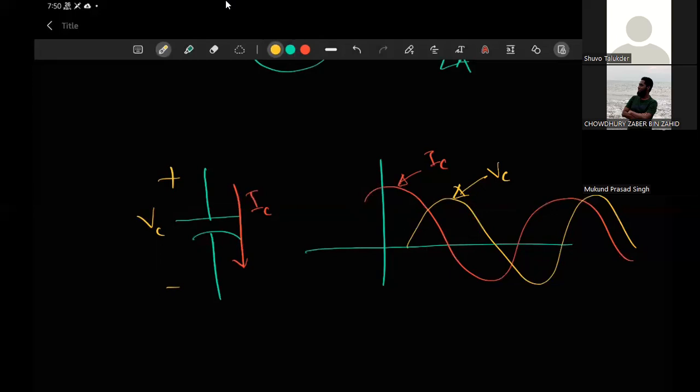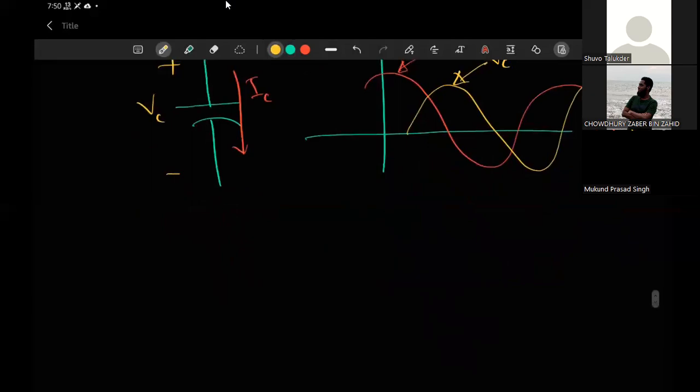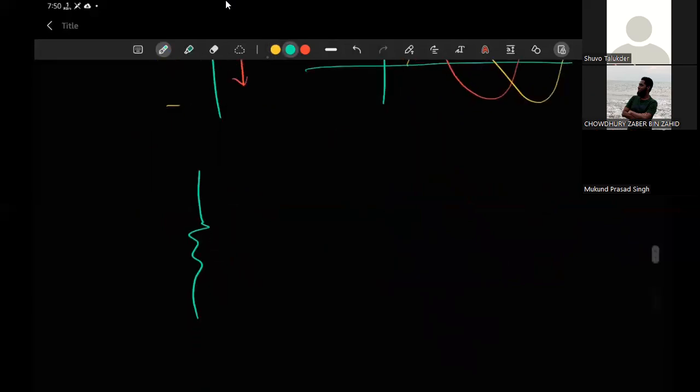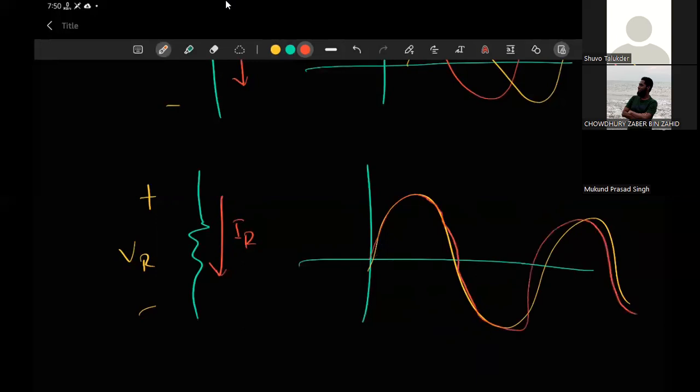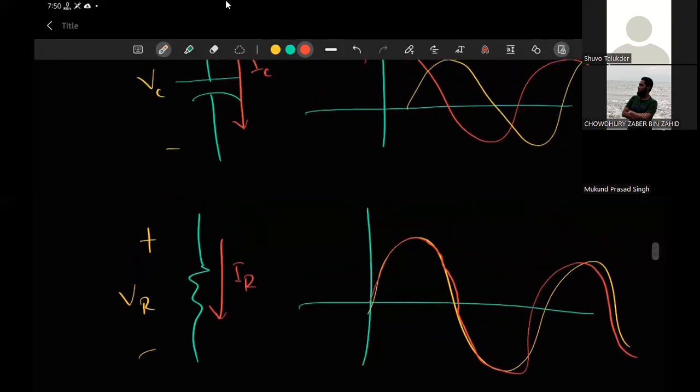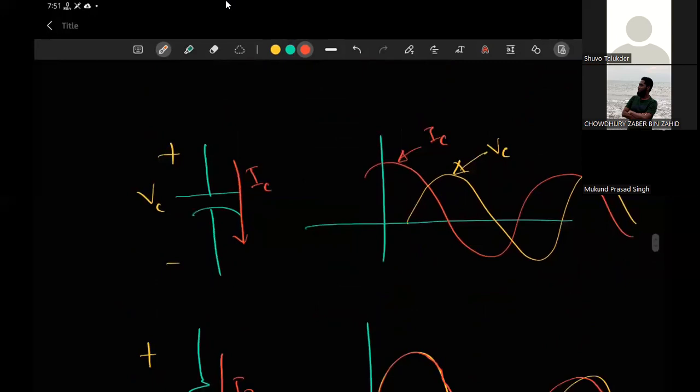So when you plotted the voltage across the resistor and the current across the resistor, what you saw is that the voltage and the current were on the exact same graph, overlapping on one another, right? So if you apply a sinusoidal voltage on a resistor, the current is also sinusoidal, but there is no phase shift. But for a capacitor or an inductor, if you apply a sinusoidal voltage, the current is also sinusoidal, except there is a phase shift between the graphs.